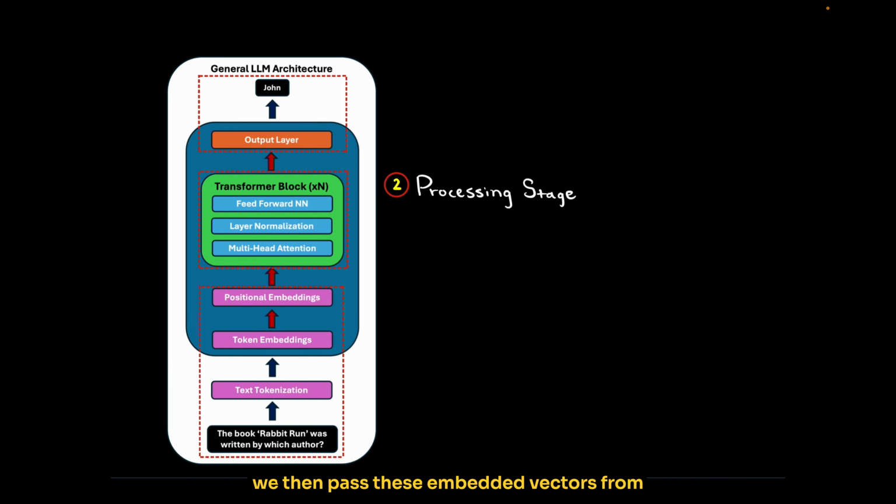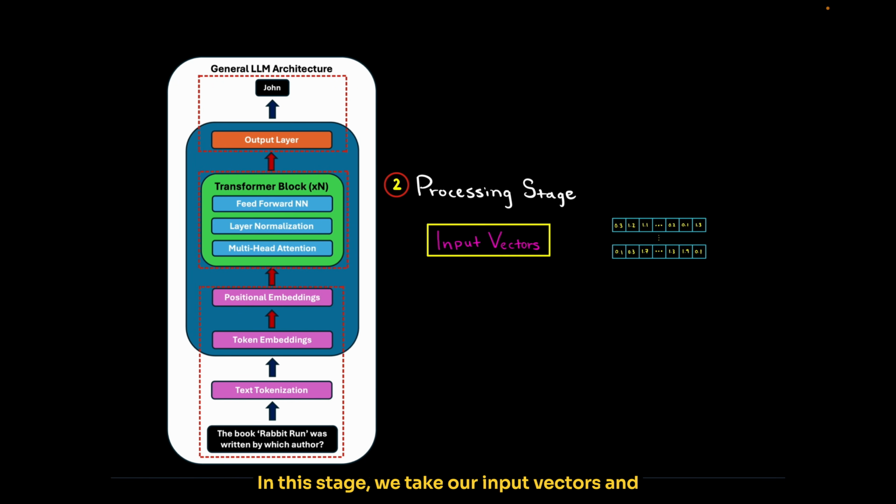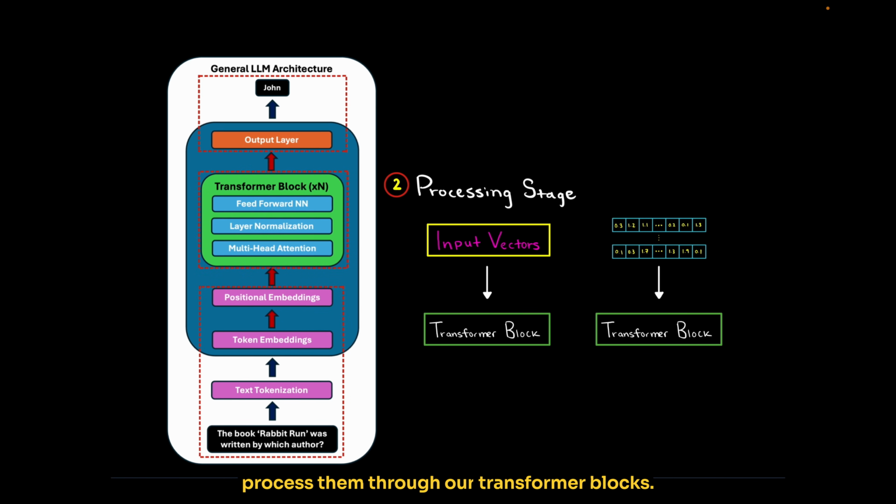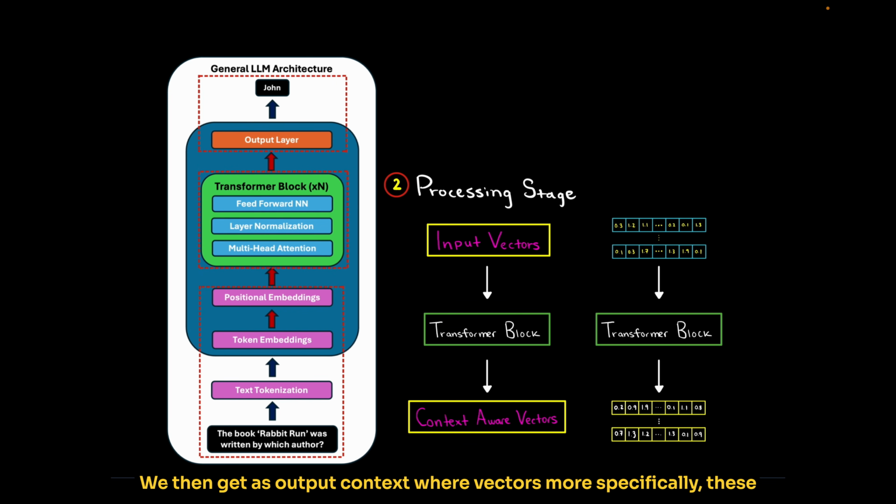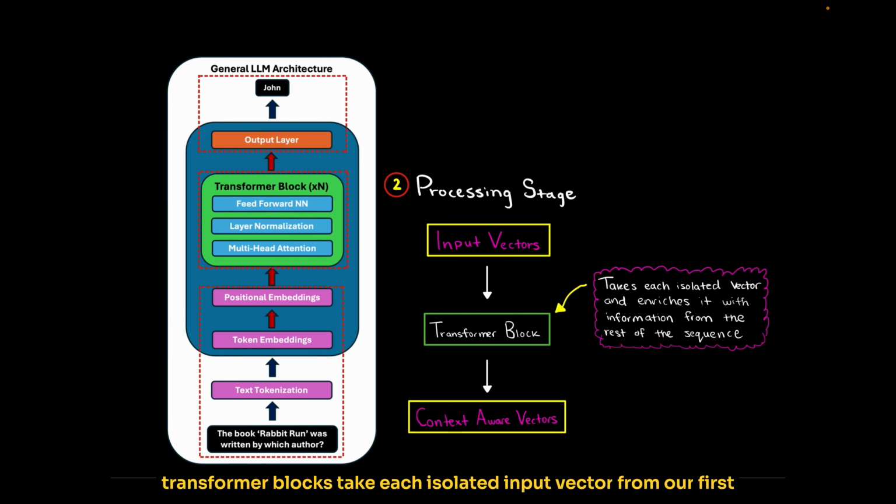We then pass these embedded vectors from our first stage to a secondary processing stage. In this stage, we take our input vectors and process them through our transformer blocks. I've included one here for this representation, but there are usually n-many of them. From these transformer blocks, we then get as output context-aware vectors. More specifically, these transformer blocks take each isolated input vector from our first stage and enrich them with information from the rest of the sequence.